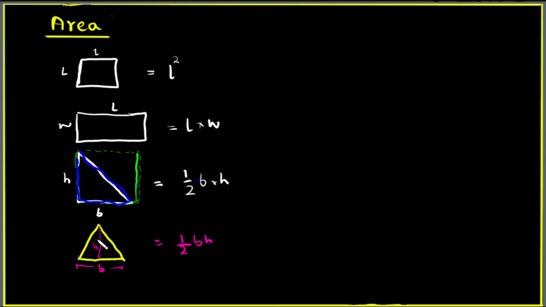Once again, base into height will give us the area of this space, but practically we know that the area that this triangle is occupying and the area that is lying outside the triangle but in the space of base and height is actually the same, and we can just divide it by 2 to get the area of the triangle. So that's how we can calculate the area of a triangle.